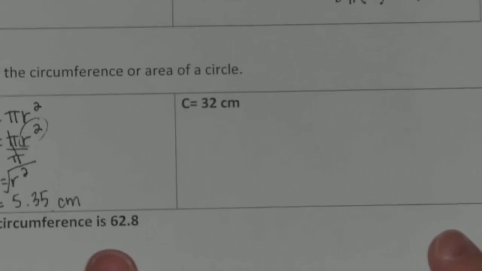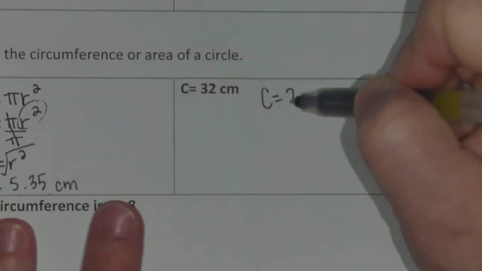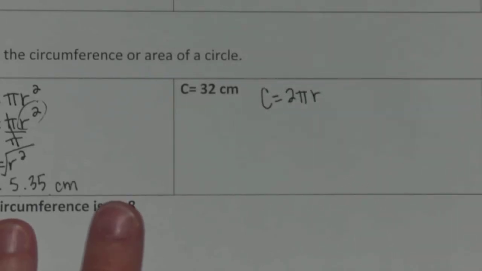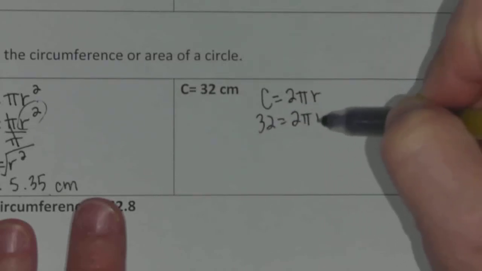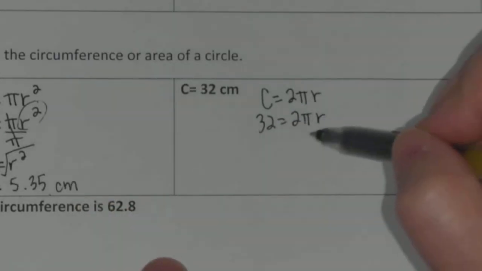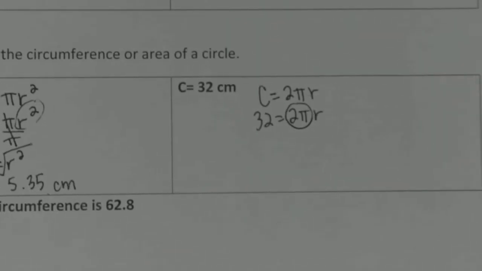Next one, I have the circumference, and I need to find the radius again. So the circumference says 2 times pi times the radius. So I have 32 equals 2 times pi times the radius. How do I get the radius by itself? I'm going to move the 2 pi. How do I get rid of times by 2 pi?